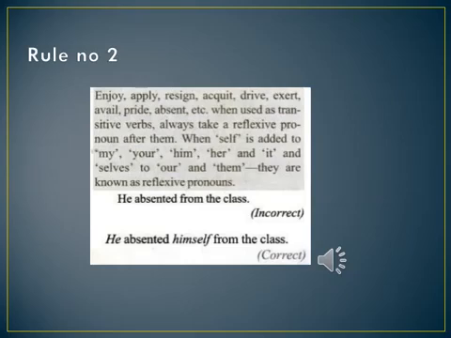So some examples of those verbs where you have to use reflexive pronouns when they are used as transitive verbs: enjoy, apply, resign, acquit, drive, exit. You can go through these verbs. Along with these verbs, you have to use reflexive pronouns. So he is there, therefore himself has come. If she is there, what will come? It will be herself. If we is there, what will be there? Ourselves. They, themselves. Remember this.